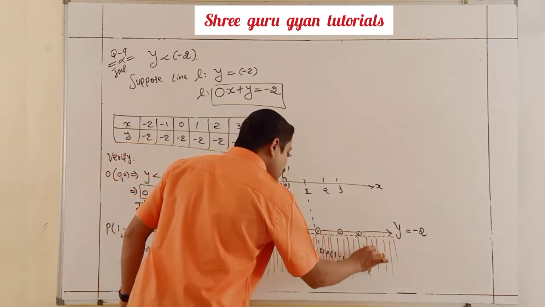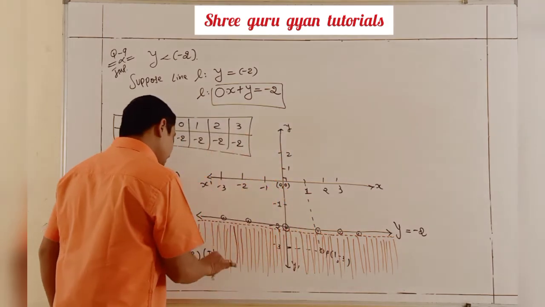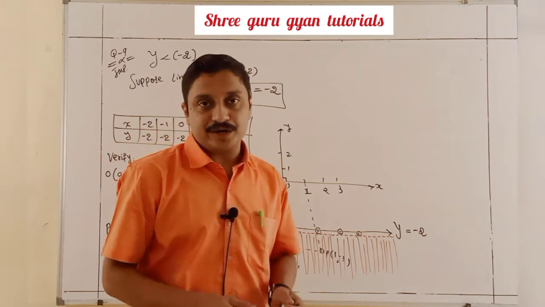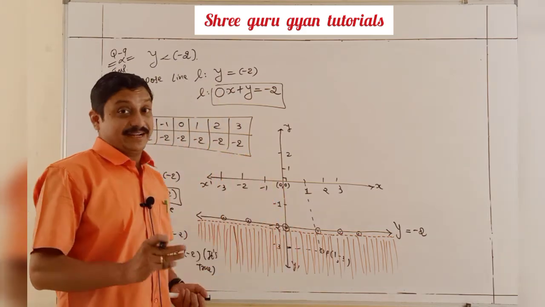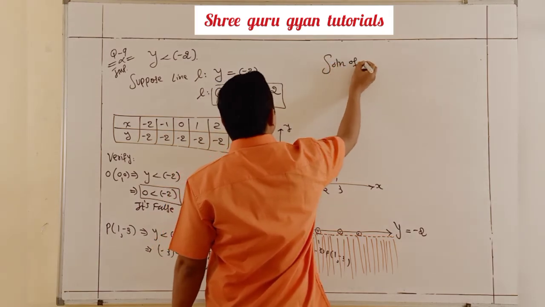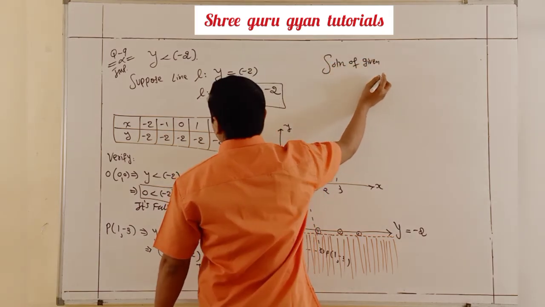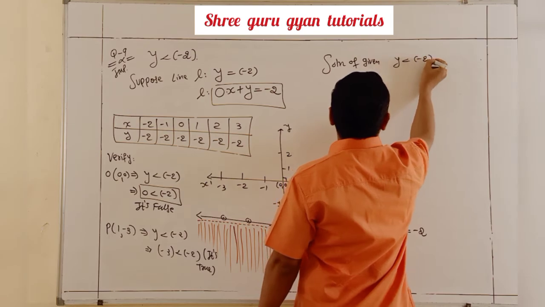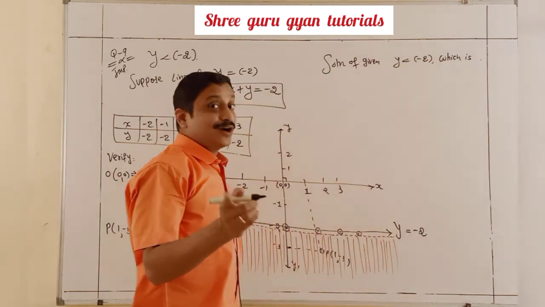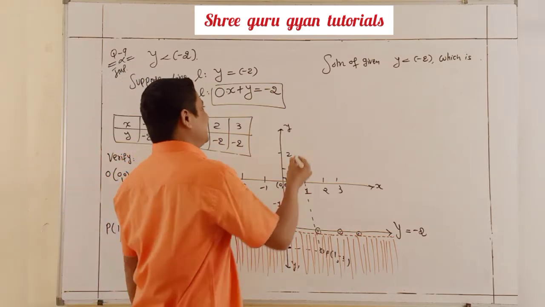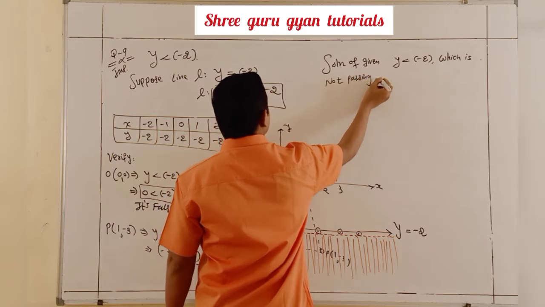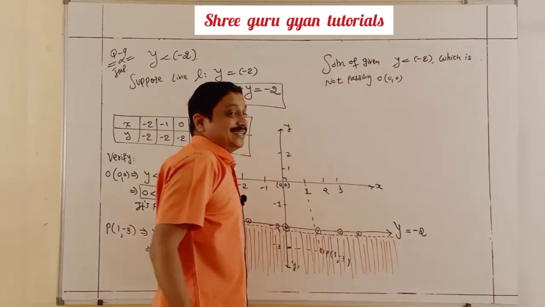Using a different color pen, make a beautiful drawing in the shaded portion, the 3rd and 4th quadrant. After that, we write down our answer. The solution of the given inequality y less than -2 is not passing through origin. Yes, not passing through origin.